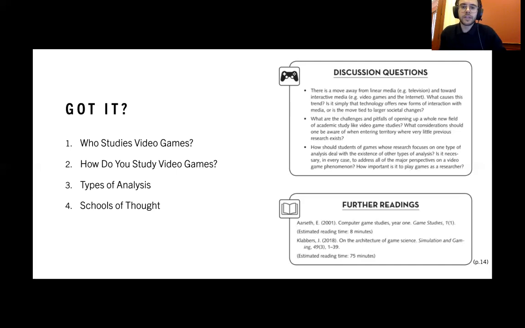The first one is: there is a move away from linear media, for example television, and toward interactive media, so video games and the internet. What causes this trend? Is it simply that technology offers new forms of interaction with media, or is the move tied to a larger societal change? This is, of course, a huge question.